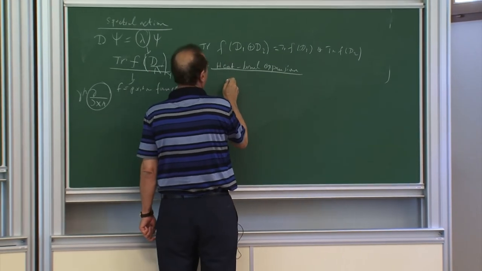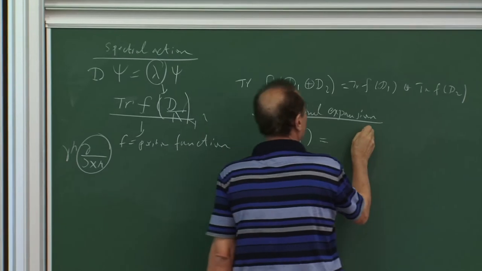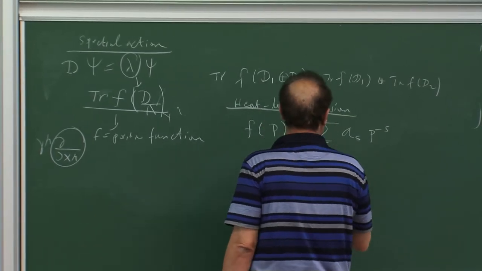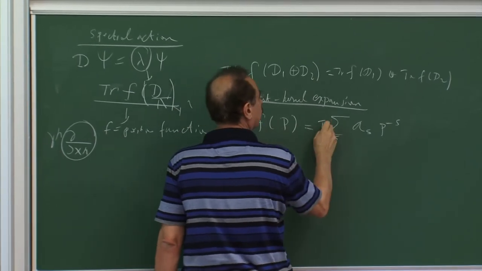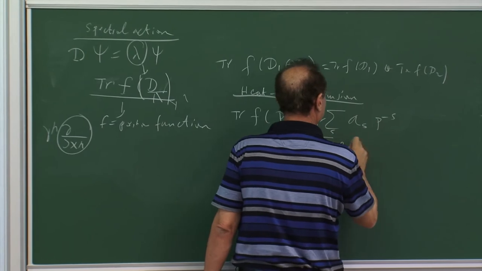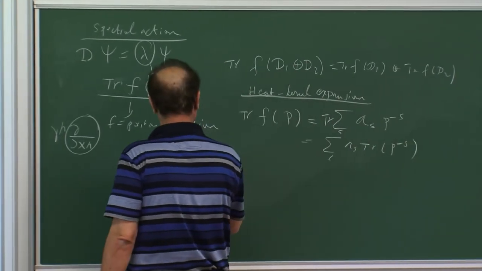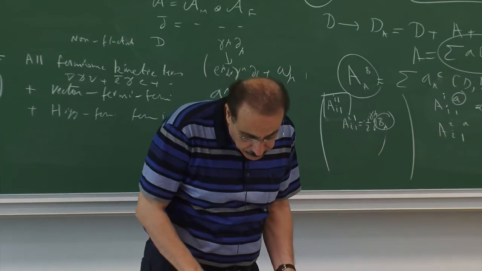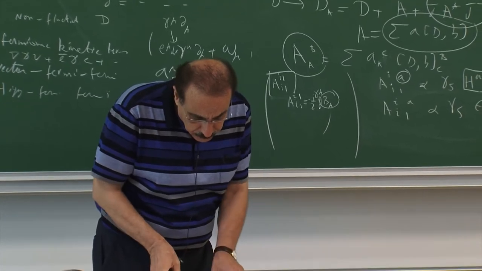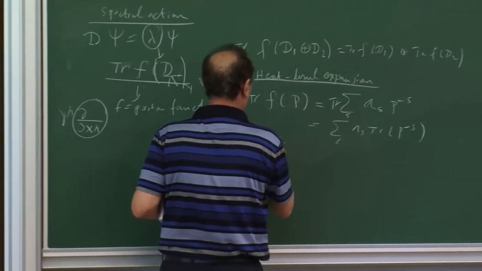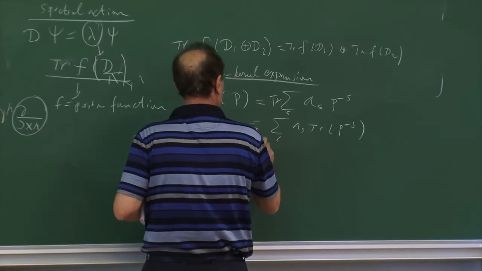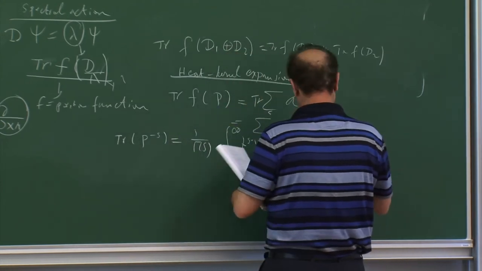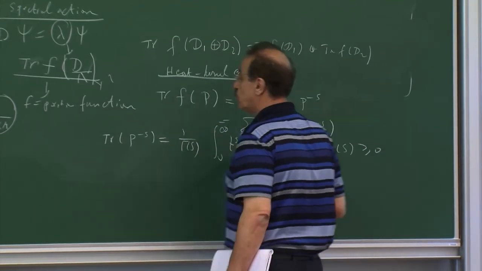So what's the basic idea here? Suppose that I have a function of some operator P, you make some Laurent expansion, and then trace. And then you have something like trace of P to the minus s, then use the identity that trace of P to the minus s is given by the Mellin transform formula. It's really the opposite of the definition of the gamma function, essentially. Integral of t to the s minus 1, trace e to the minus tP, where the real part of s is larger than or equal to 0.